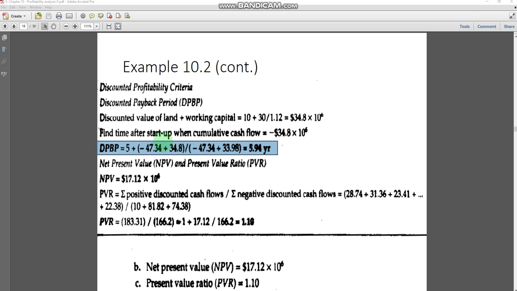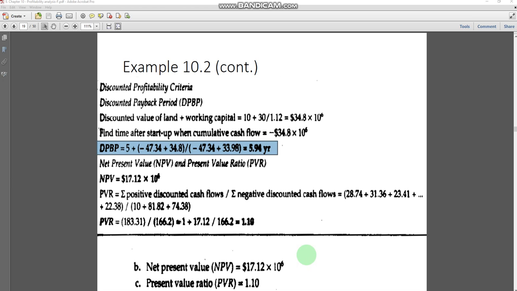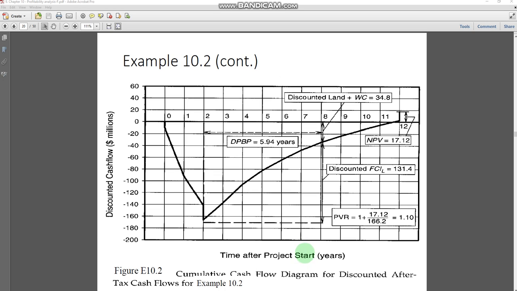So what we can do here, the total value for the project is, here you can see the discounted cash flows, and here you can estimate the value for the fixed capital investment. If you look at the figure here, which represents the fixed capital investment, this is $131.4 million. So how are you getting this value? The actual fixed capital investment for the project was $150 million, and you invest those $150 million over 2 years.